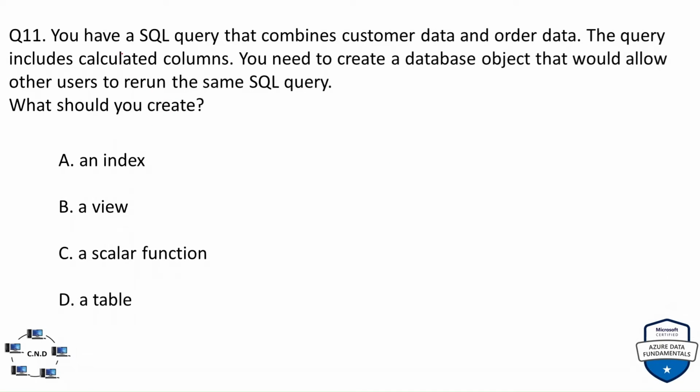Question number 11: you have a SQL query that combines customer data and order data. The query includes calculated counts. You need to create a database object that would allow other users to rerun the same SQL query. What should you create? The options are A, an index, B, a view, C, a scalar function, and D, a table. The correct option is a view.